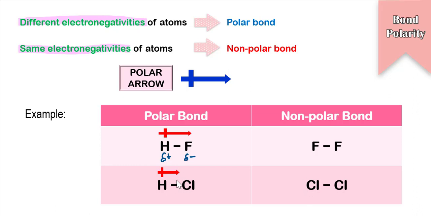If you look at these two, the polar arrow for hydrogen chloride is shorter than that for hydrogen fluoride. Why? Because fluorine is more electronegative than chlorine. Obviously, the difference in electronegativity between hydrogen and fluorine is bigger than between hydrogen and chlorine. For fluorine and chlorine molecules, these two atoms are the same, so obviously there is no difference in electronegativity. The electronegativities are the same, so these two are non-polar bonds.